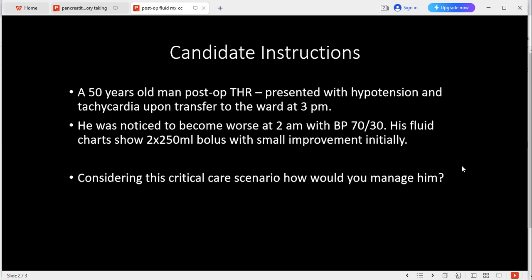All right, so if you have read and understood the critical care scenario, kindly please tell me, how would you manage this patient?